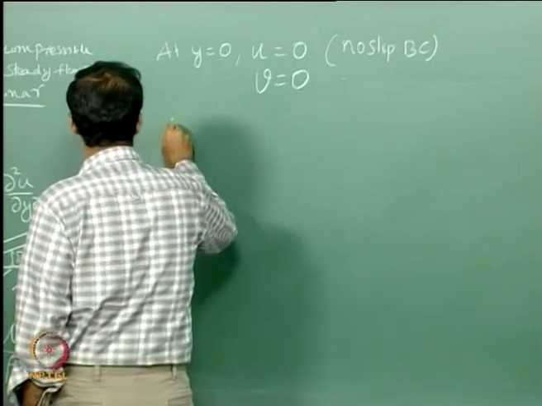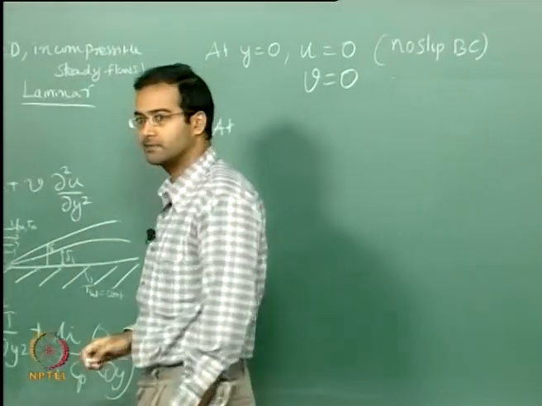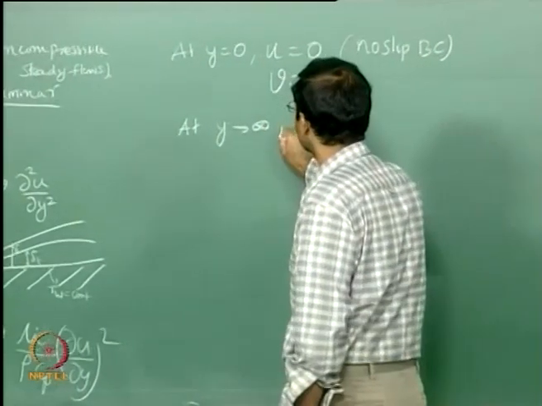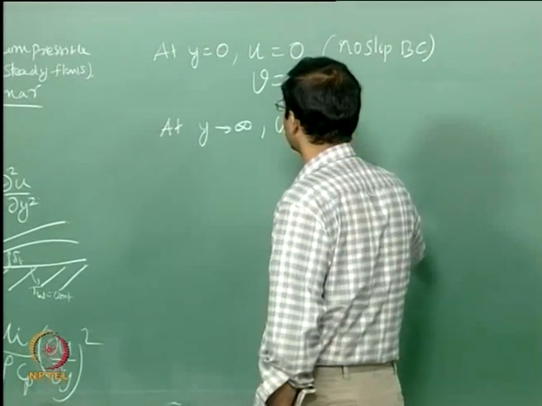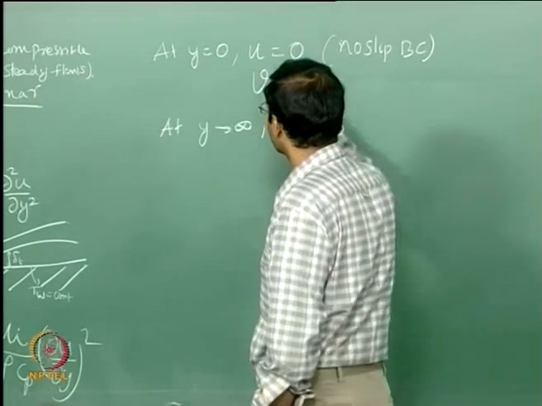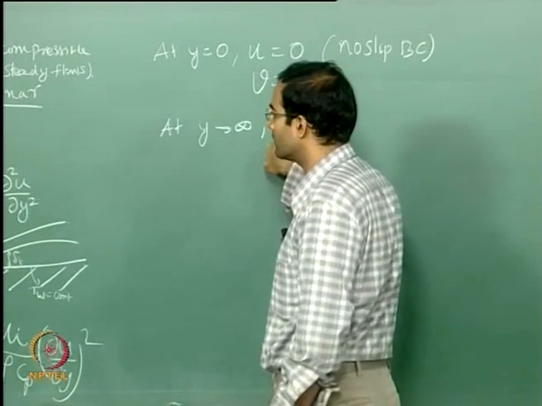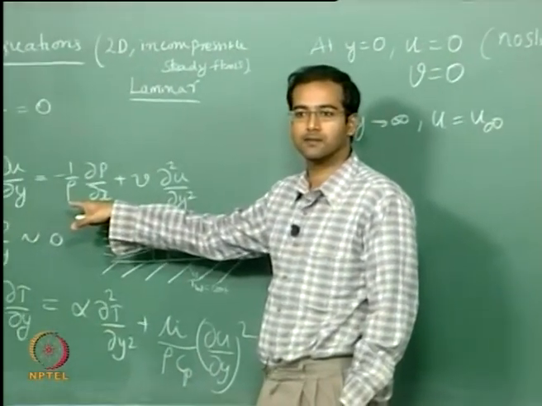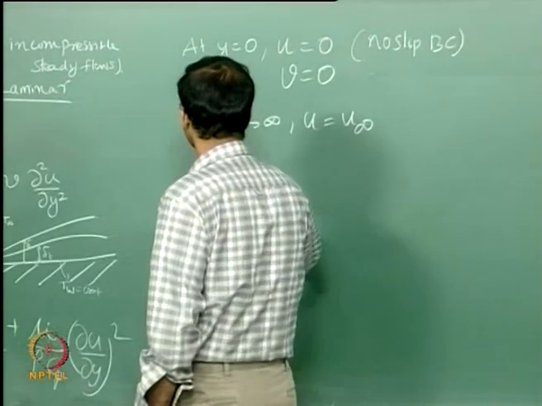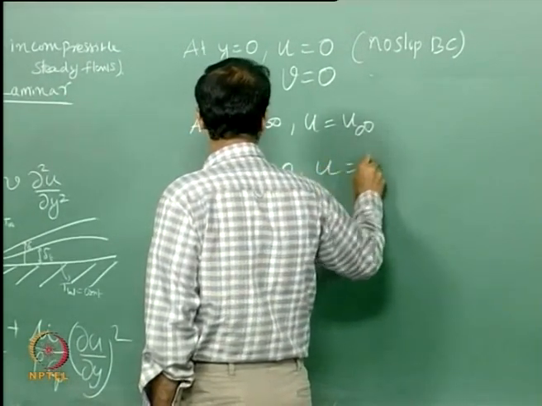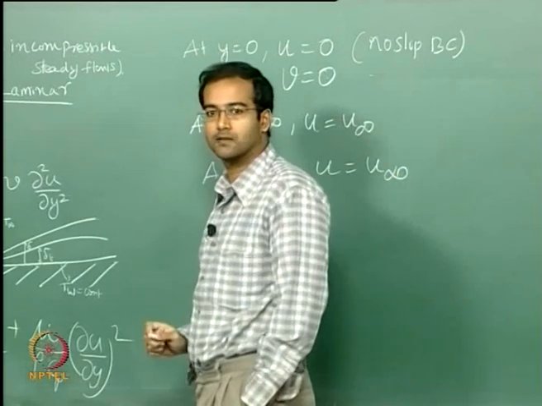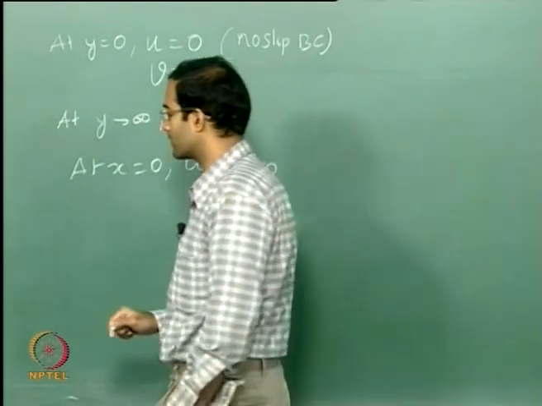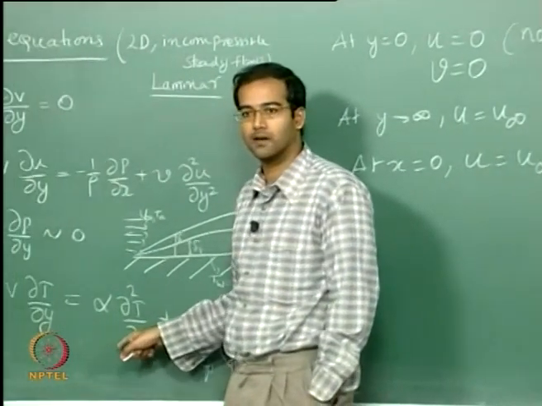So what is the other boundary condition along y we can give? Let us say y going to infinity, okay. So your u is u infinity, and so therefore you have two boundary conditions with respect to u, and now what is the remaining boundary condition we need to give? One along x, okay. So we will say at x equal to 0 u should be u infinity, okay.